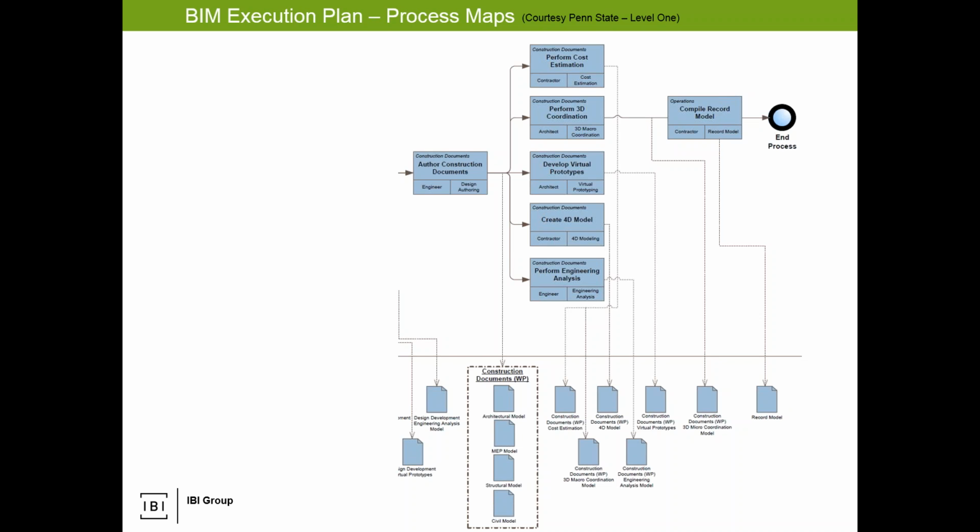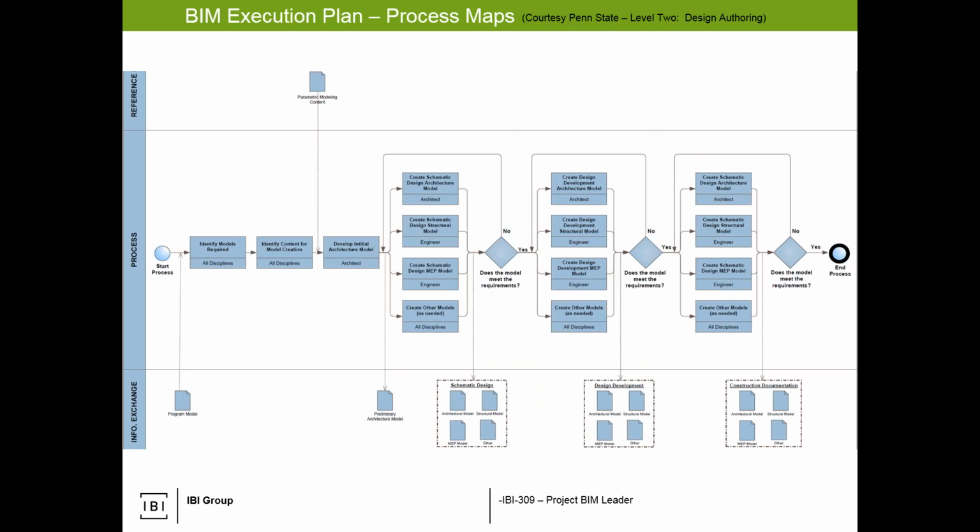But when you dig deeper now, it'll say, great, in this level 2 design authoring, what does that mean? So it's going to start to look at and say, okay, you start the process again, look at what's required, look at the content that you need, start to develop your model, create the models, do you meet your requirements? No, repeat, yes, make your deliverable, and then continue. So it's kind of a simple process. Continue, does it meet the requirements, make your deliverable, continue. So it goes on from a design authoring perspective.